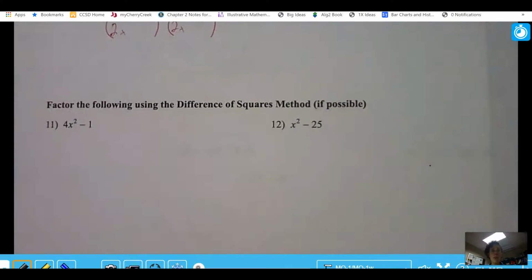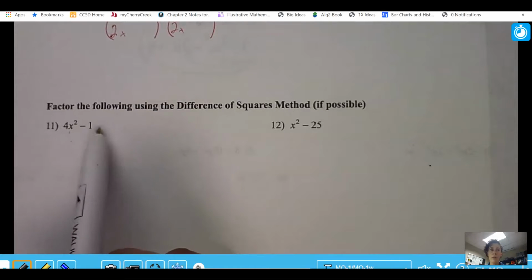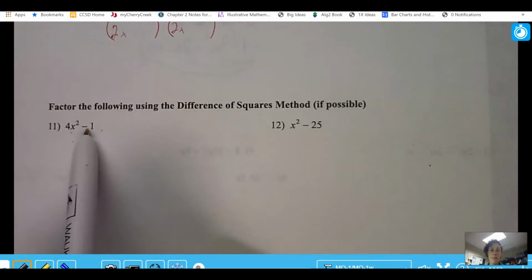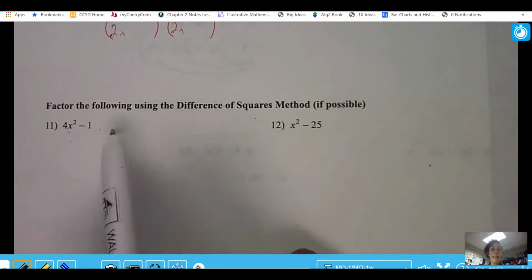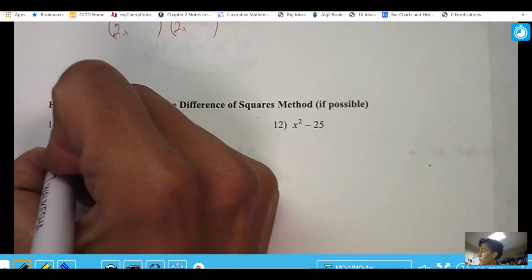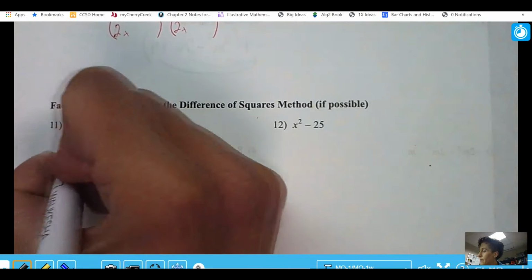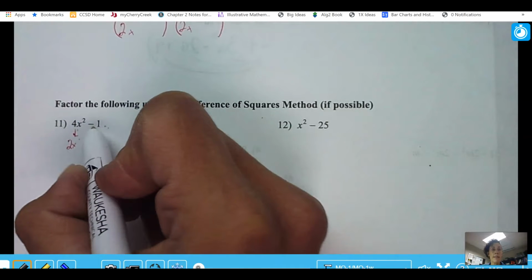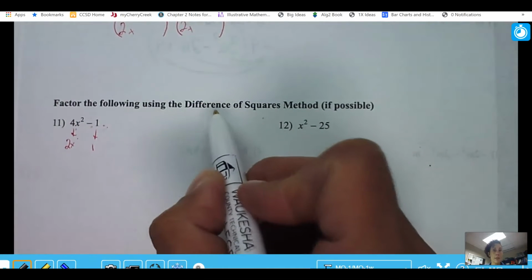And then the last one is you're going to factor the following using the difference of squares, if possible. The difference of squares is very picky with what works. First, there has to only be two terms. The difference means there's subtraction. And then the squares mean that each term is a perfect square, so they have a nice square root. So this has a square root of 2x. This has a square root of 1. There are the two terms, and then there's the subtraction that meets the difference rule.